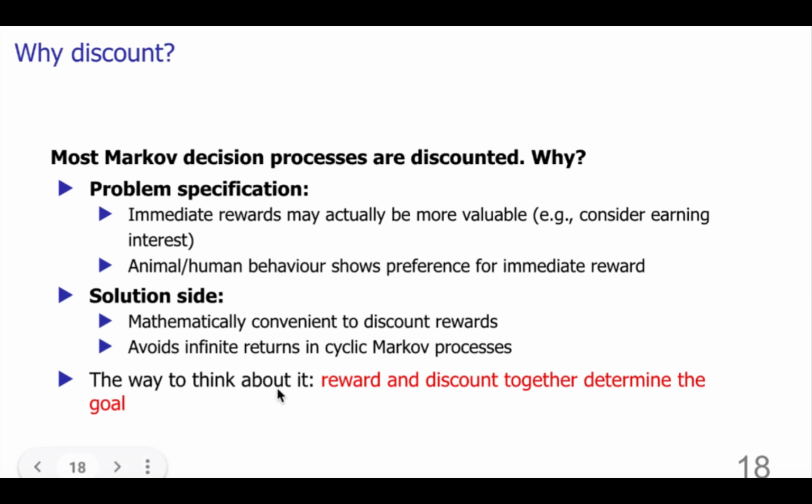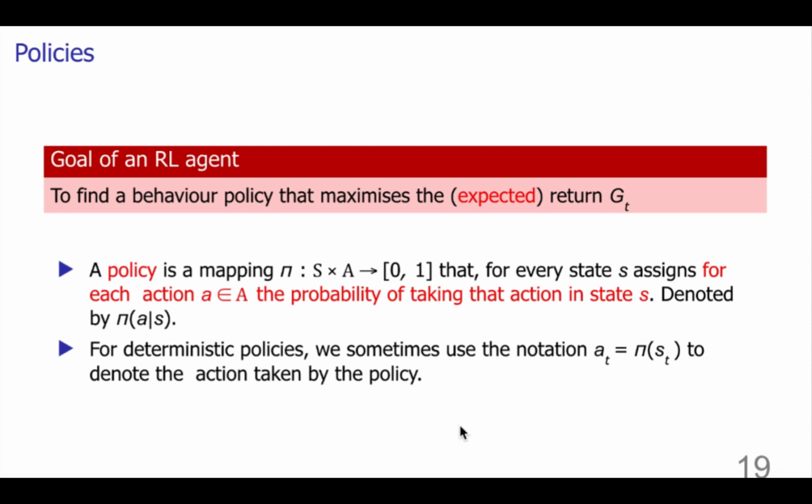ማለት ነው። So the way to think about it is reward and discount factor together determine the goal. ስለዚህ ጎልን ዲተርማይን የምናደርገው together with these two things ነው። The other thing in reinforcement learning is maximizing policy, or coming up with an optimal policy, as we discussed, as an objective of reinforcement learning.